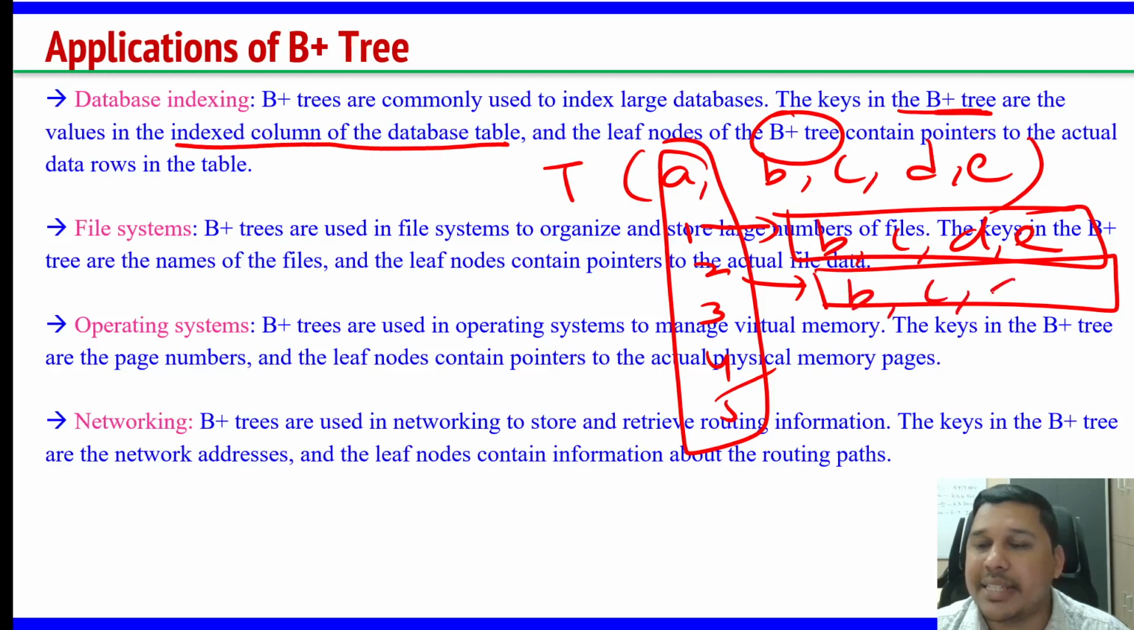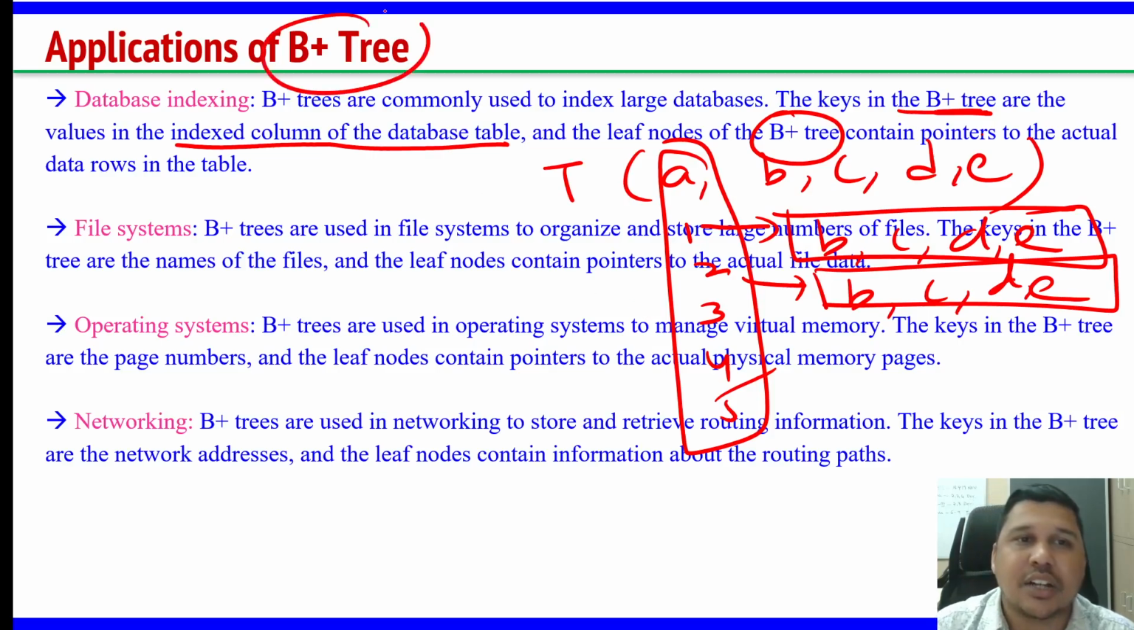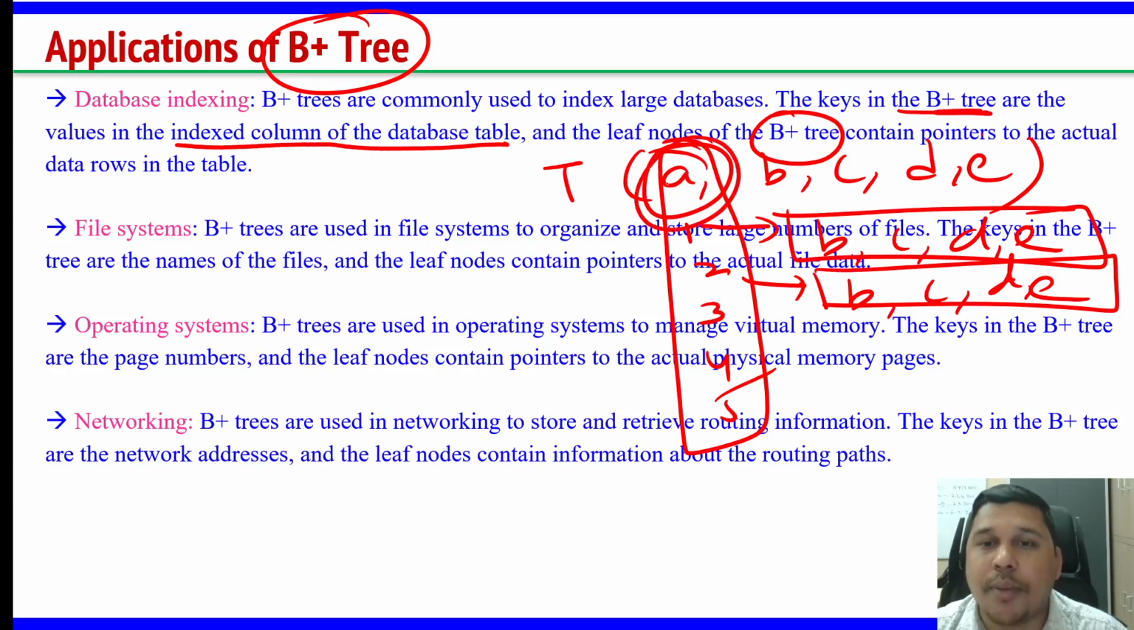Okay, same again, B, C, D, E values. Like that it is stored. B plus trees are stored, right? It is used in database indexing. You are maintaining an index column, an index variable. This index column or feature in the table contains some keys that are stored as the keys.